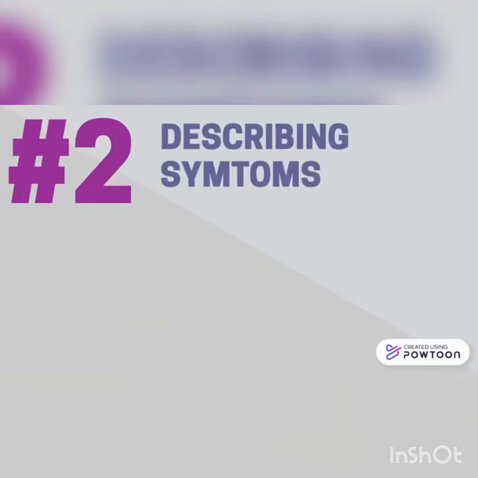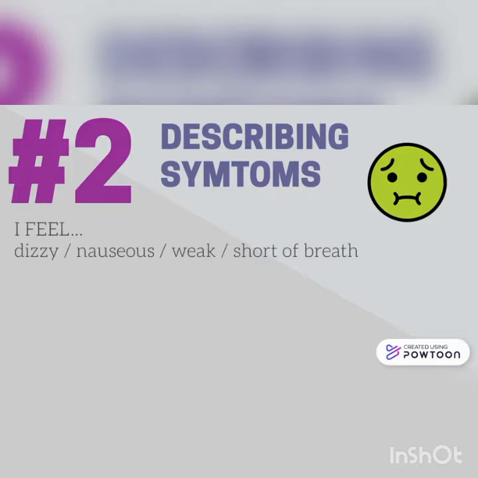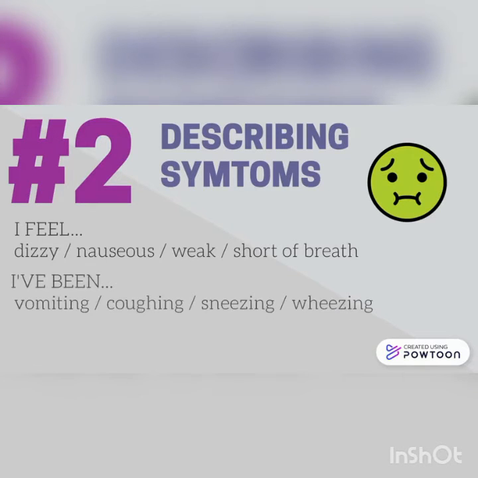In the second place, we have describing symptoms. To talk about describing symptoms, it's important to mention at the beginning a phrase like I feel or I've been. For example, I feel dizzy, nauseous, weak, or short of breath. I've been vomiting, coughing, sneezing, or wheezing.